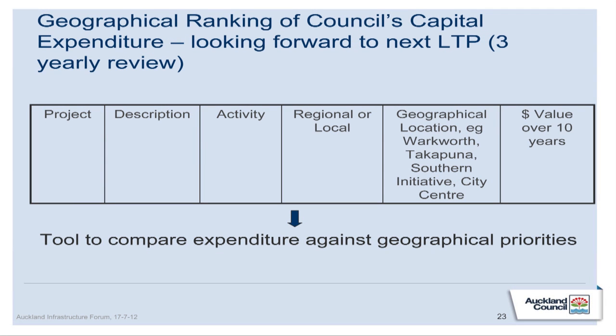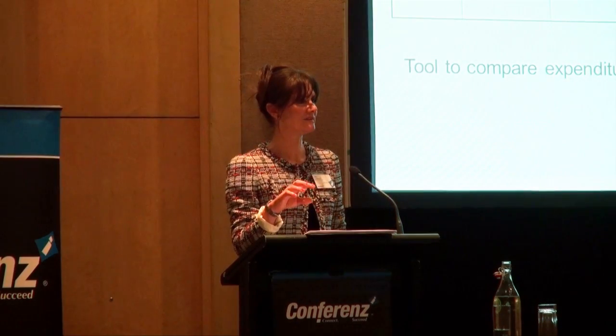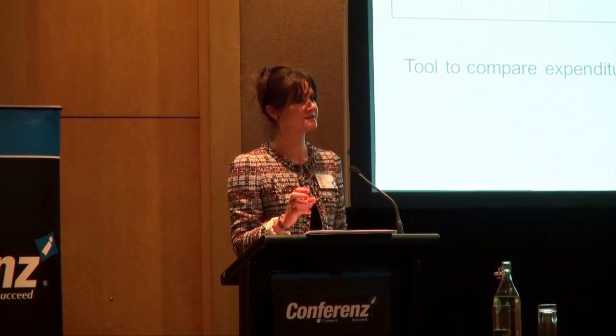What we have been doing over the last 18 months, and it's not really built so much into this long-term plan, but we certainly hope it will be in the next one, is we're asking all our asset managers to start to categorise the geographical area that that infrastructure sits in. Now, where it's a network, that might be hard. We might have to allocate that out, but where it's a defined project, it's easy.